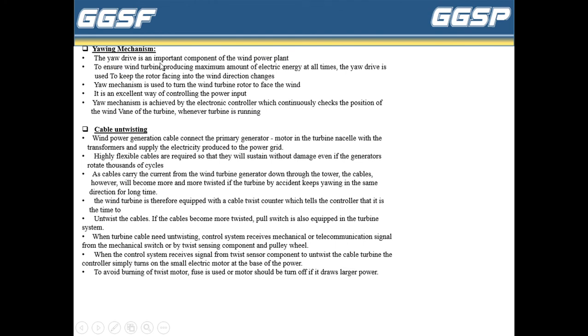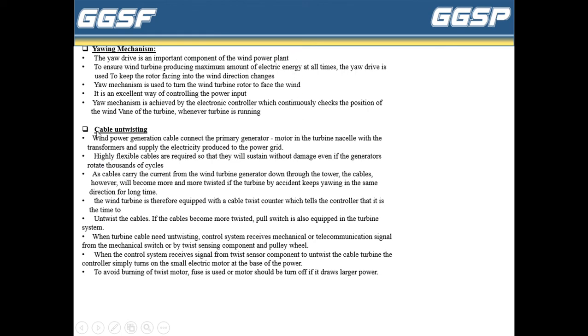The yaw drive is an important component of the wind power plant to ensure the wind turbine produces the maximum amount of electric energy at all times. The yaw drive is used to keep the rotor facing into the changing wind direction. The yaw mechanism is used to turn the wind turbine rotor to face the wind, meaning it drives an important component of the wind power plant.